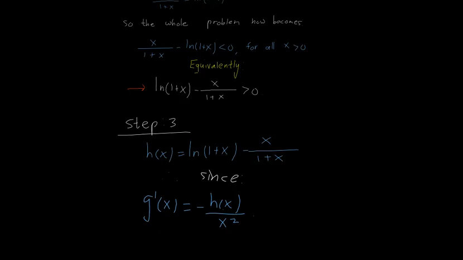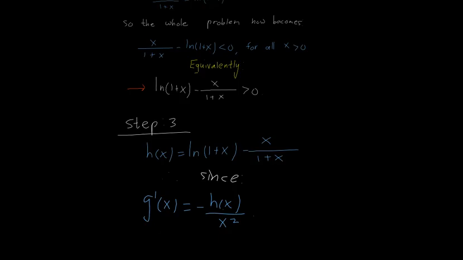We're on to step 3 now. So this is what we have. So take some time to absorb that. So step 3 now is to look at h of x, which is equal to ln of 1 plus x minus x all over 1 plus x. And since g prime of x, if we were to evaluate g prime, when we simplify, g prime of x is minus h of x over x squared.